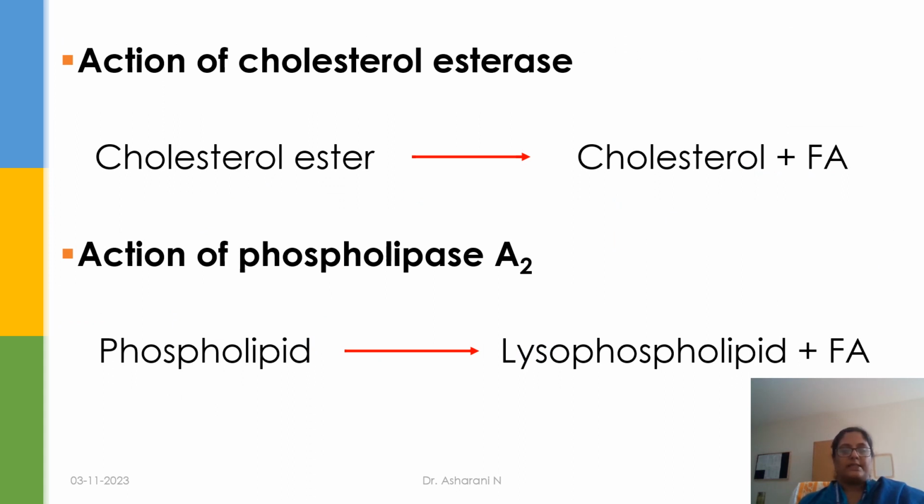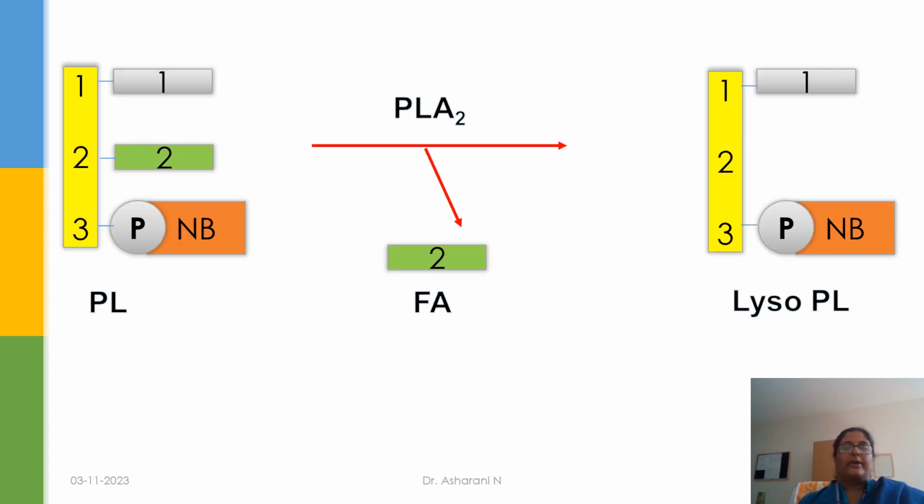Coming to the action of cholesterol esterase enzyme, this will act on cholesterol ester and hydrolyze it into cholesterol and free fatty acids. Phospholipases, specifically phospholipase A2, will act on phospholipid and remove the free fatty acid, and the remaining structure is called lysophospholipid. We have different phospholipases: phospholipase A1, A2, B, C, D. The important one is phospholipase A2, which removes the fatty acid present in the phospholipid at the second position. The remaining structure, with one fatty acid, a phosphate group and a nitrogenous base on the glycerol backbone, is called lysophospholipid.